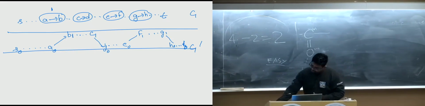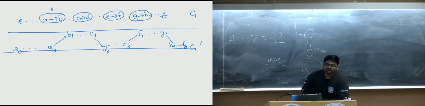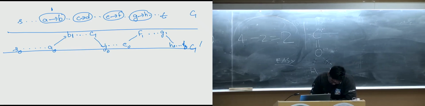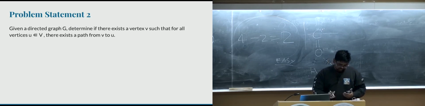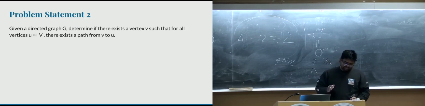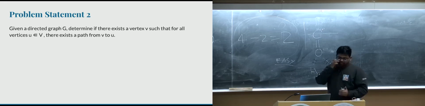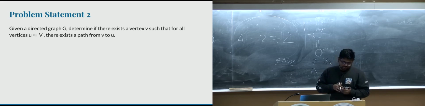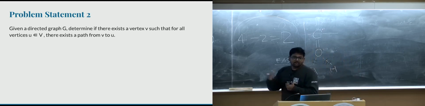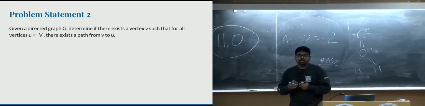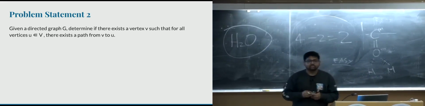I guess we have time for one more problem. So let's go over that. The problem goes like this: given a directed graph G, determine if there exists a vertex V such that for all vertices U, there exists a path from V to U. Pretty straightforward question, right? How would you approach this problem? Take some time to think about your approach, and then we'll discuss it.